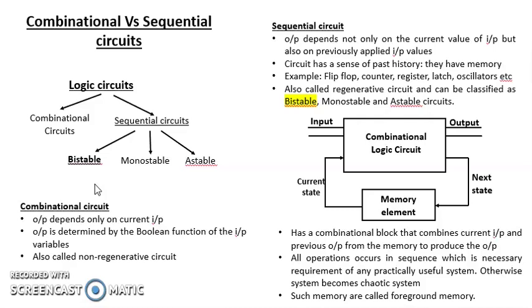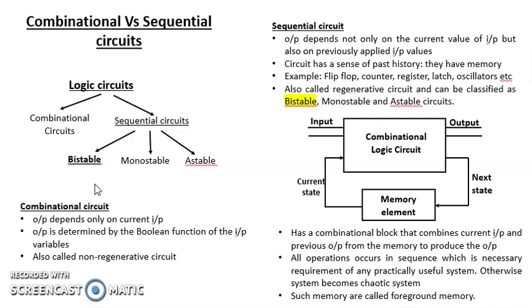On the contrary, we have another class of circuit, which we call sequential circuits, where the output of the circuit depends not only on the present input but also on the previously applied input values. Rather, the circuit should know the previous history of the circuit. Such a circuit has some capacity to remember the previous information.